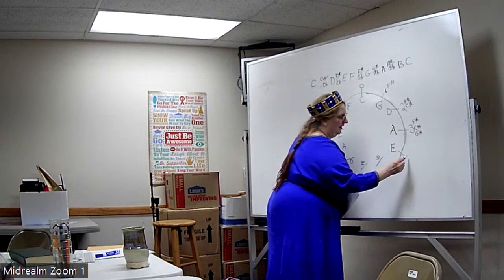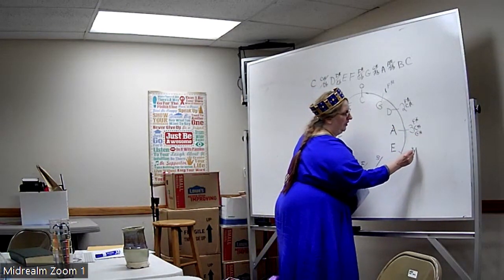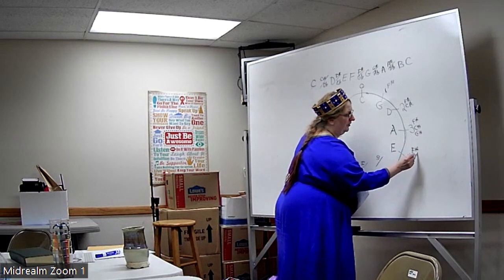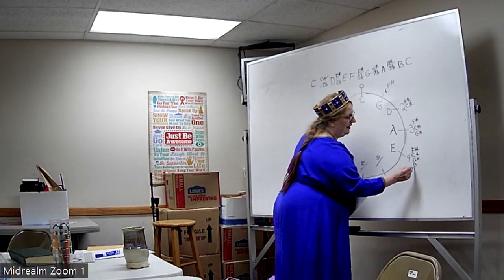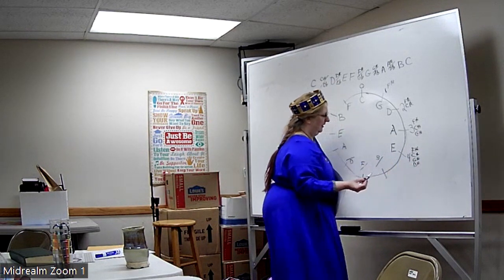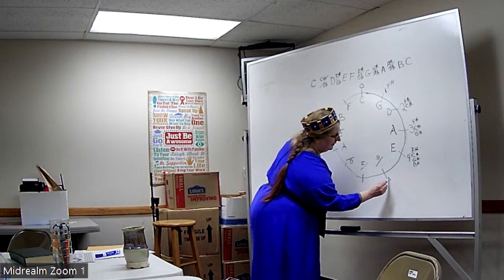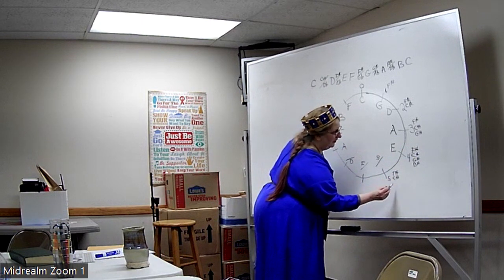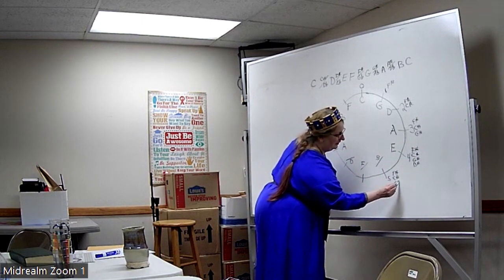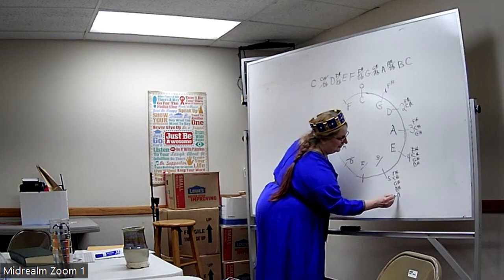The E has 4. Father Charles goes dancing. The B has 5. Father Charles goes dancing.